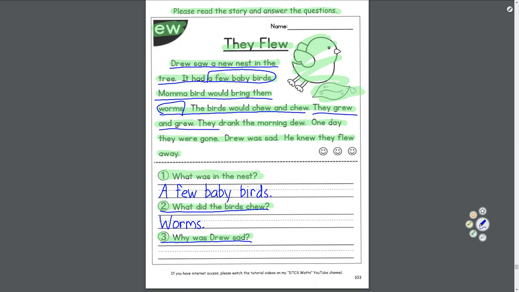Number three, why was Drew sad? They grew and grew. They drank the morning dew. One day, they were gone. Drew was sad. He knew they flew away. So that's why he's sad, that whole sentence. He knew they flew away. He misses his little buddies.